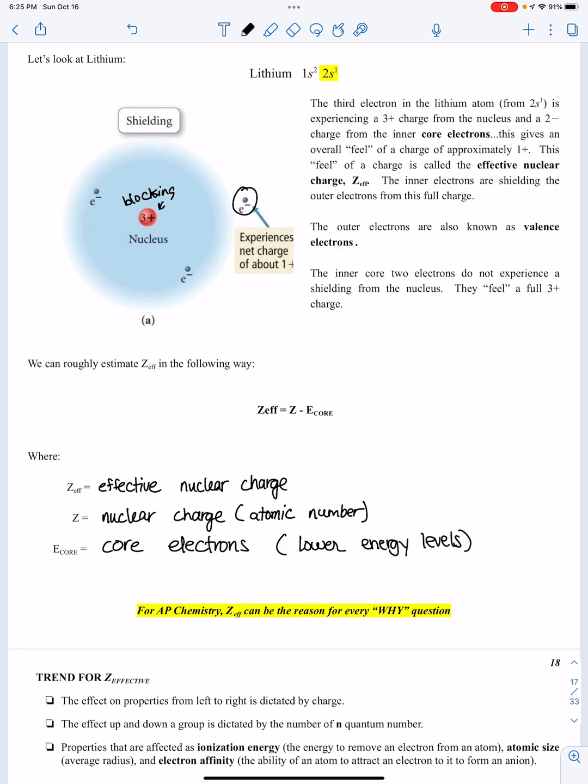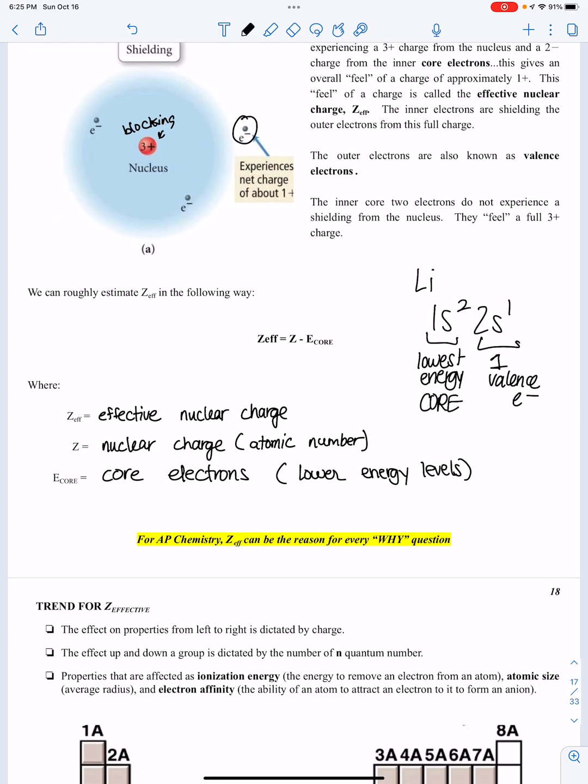right? So if I have lithium is 1s2, 2s1, this is the lowest energy level. So these are the core electrons. That means it's got 1 valence electron. And so if I want to calculate Z effective for lithium, Z effective for that 2s1 for lithium, it's going to be 3 protons, or 3 is the positive charge of the nucleus of lithium. It's got 3 protons, minus 2 electrons shielding it, plus 1. So this 2s is only feeling a plus 1, where it could feel a plus 3.